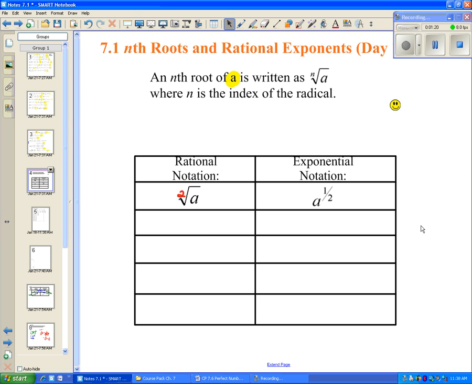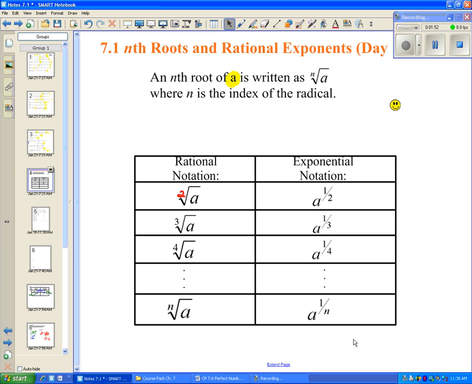Well, I can take the square root of something. Well, what else can I do? I can take the cube root of something. The cube root is the 1/3 power. I can take the 4th root of something, and at the same time, that's the 1/4 power, and I can continue this till I get to a generic nth root of something, which is to the 1/nth power. These are exactly the same thing.